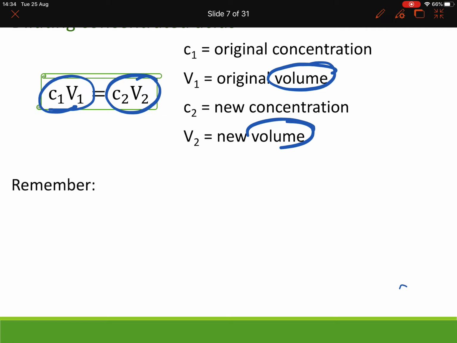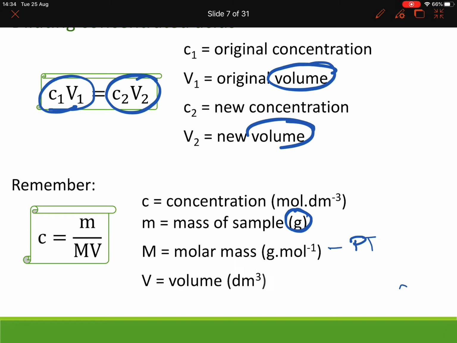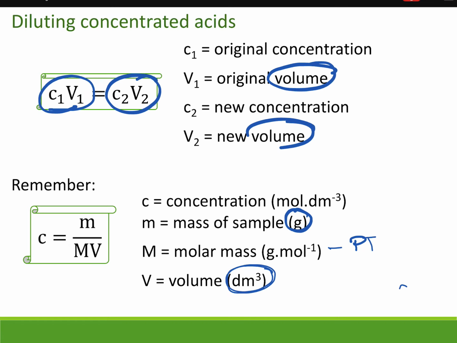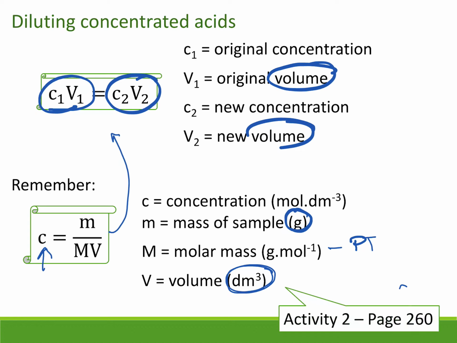Then, of course, you need to remember from last year that concentration is mass given over molar mass times volume. Concentration, mass of the sample in grams, molar mass, which you get off the periodic table, and volume, which now must be in decimeters cubed, okay? So sometimes with these questions, you may need to work out the concentration before you can put it into that equation, okay? So at this juncture, you need to do activity 2 on page 260. Once you have done that, you can move on to the next video.